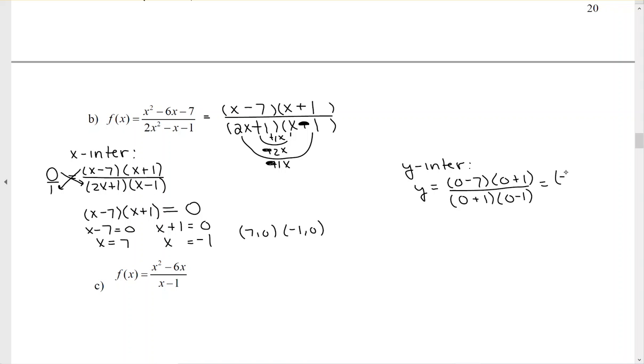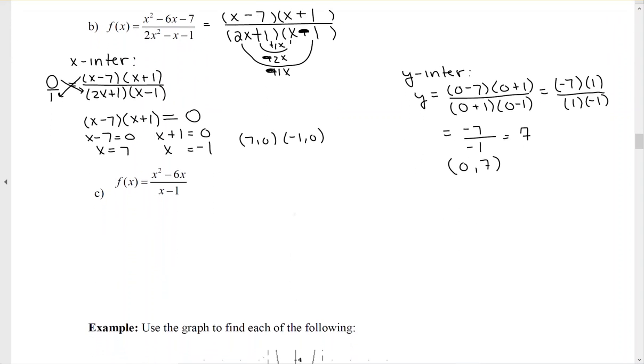So simplifying in the parentheses, -7 times 1, and 1 times -1. So I have a -7 over -1, which is just 7. So my y-intercept is 0, 7. So I have 3 intercepts in that problem.